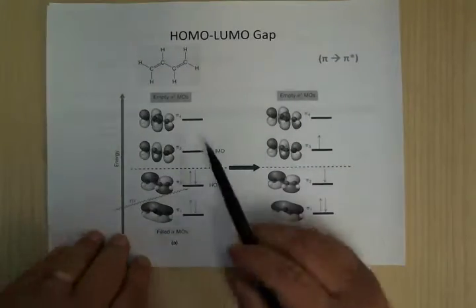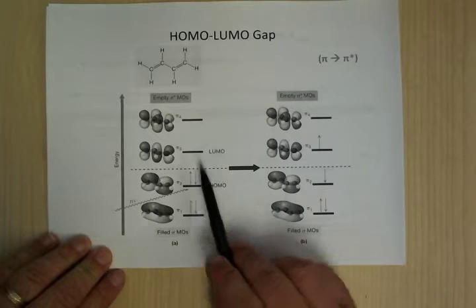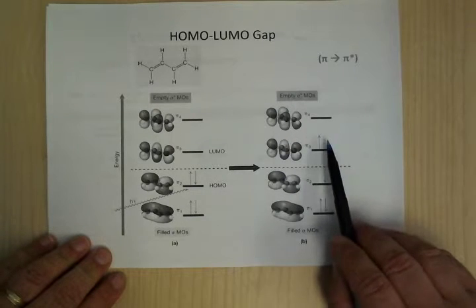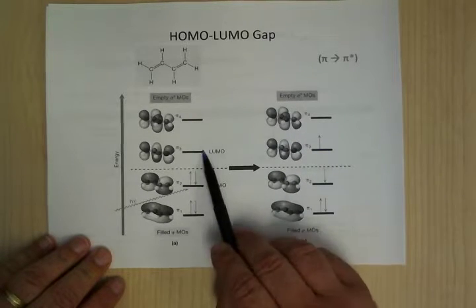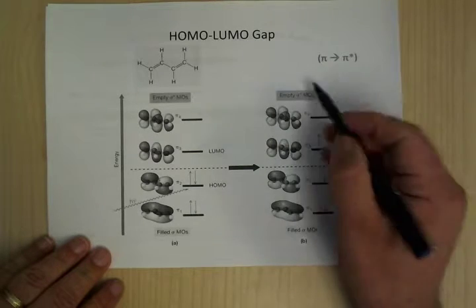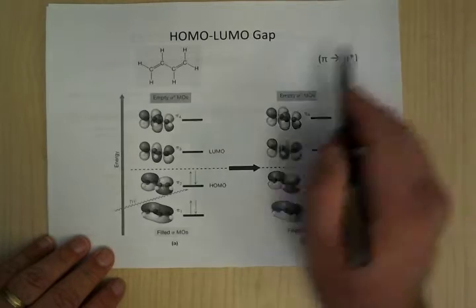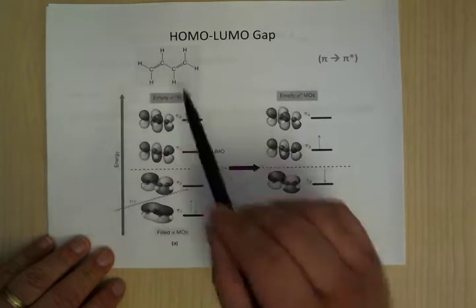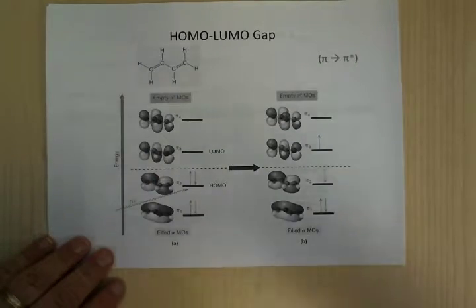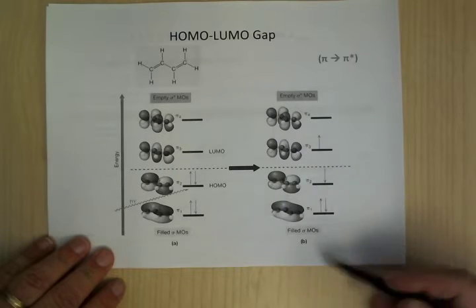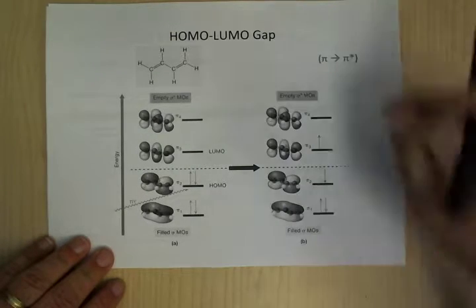So what you're doing here is you put your photon in and you pop one of those electrons from the HOMO up to the LUMO. This is typically a pi to pi star transition. The pi electrons are the lower energy ones, so it's easier to do these, because the sigmas are down here and the sigma stars are up here.